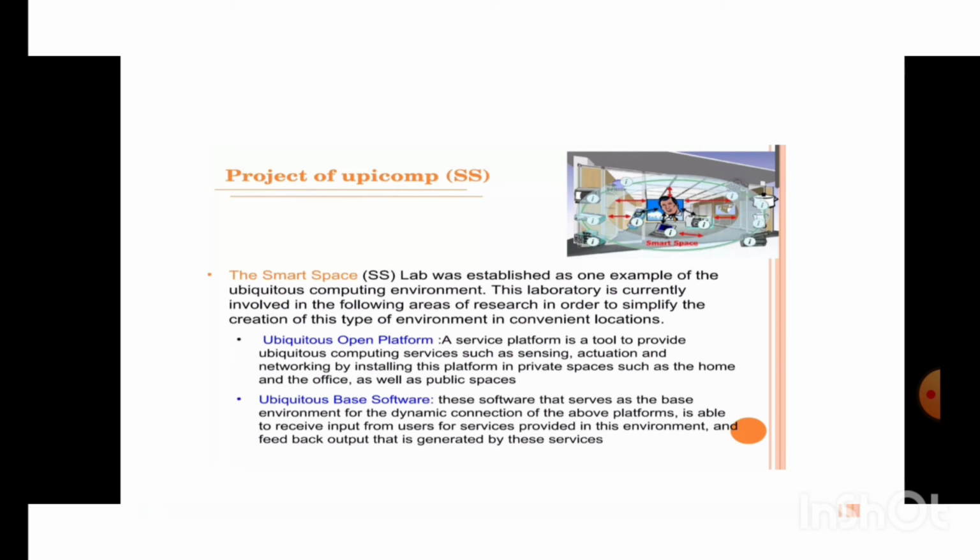First, ubiquitous open platform. A service platform is a tool to provide ubiquitous computing services such as sensing, acquisition, and networking by installing this platform in private spaces such as home and office as well as public spaces. Second, ubiquitous base software. This software serves as the base environment for the dynamic connection of the upper platform, is able to receive input from the user for services provided in this environment, and feeds back output that is generated by these services.